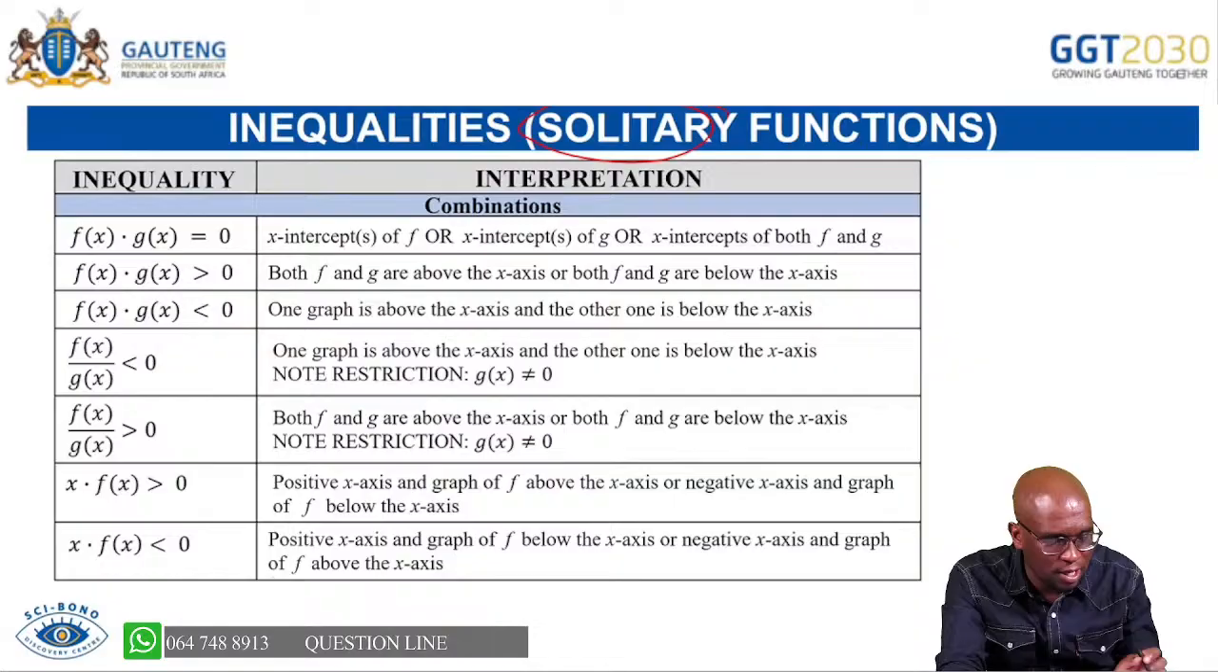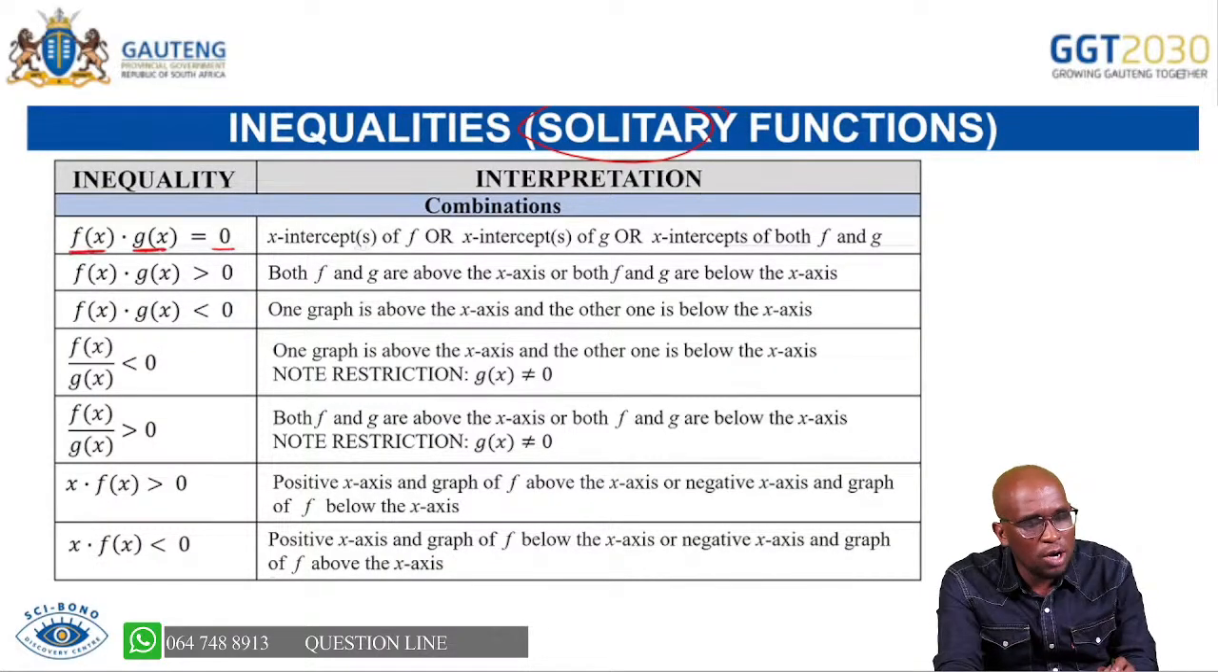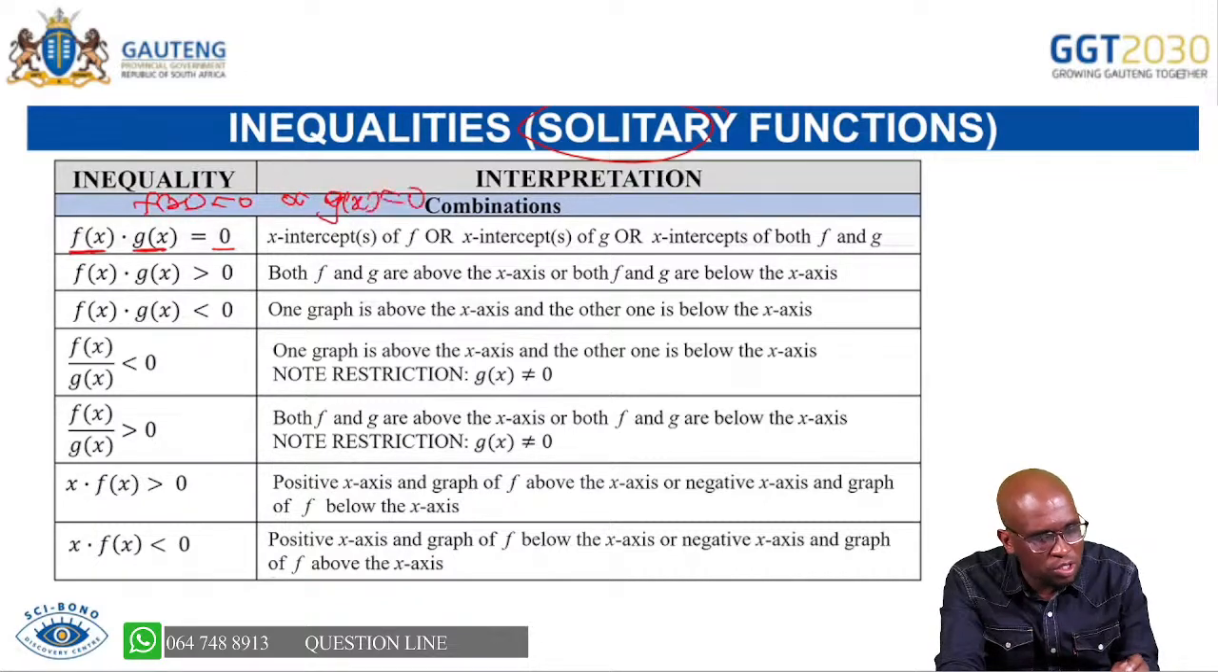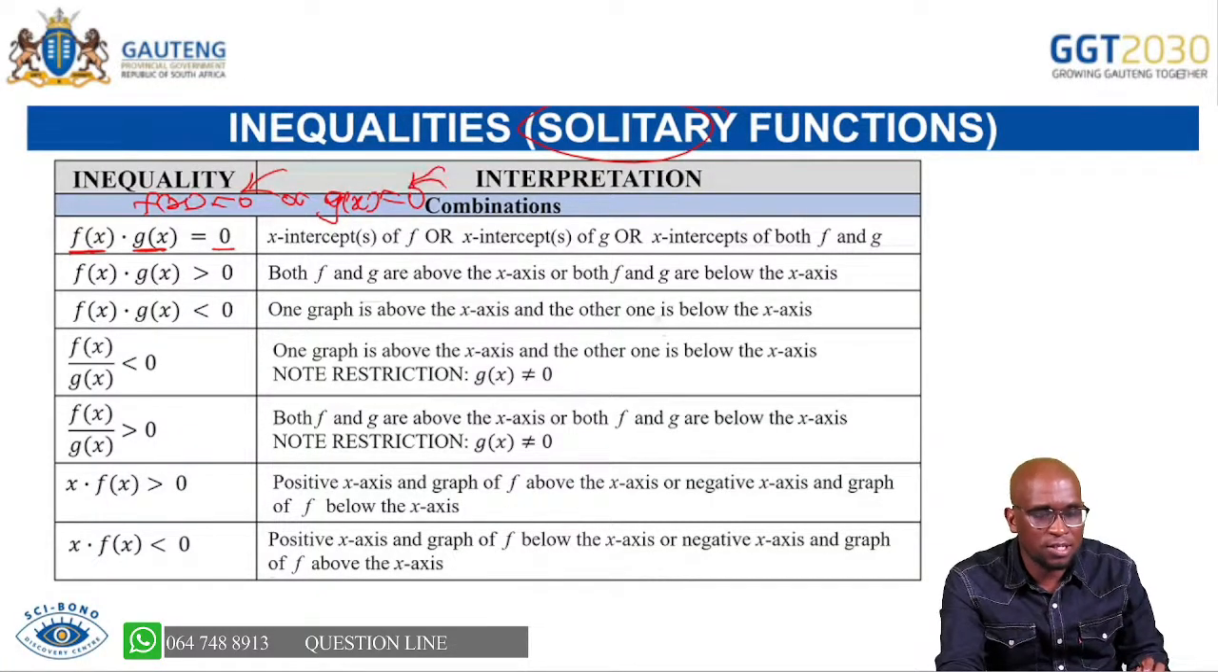That is combining them. So this one, if they say f of x times g of x is 0, you are looking for the x-intercept of both f and g, because this is when f of x is equal to 0, or g of x is equal to 0. What is f of x equals to 0? That is the x-intercept. What is g of x equals to 0? That is the x-intercept of g as well. So f times g of x, which is 0, represents the x-intercept of both the functions.